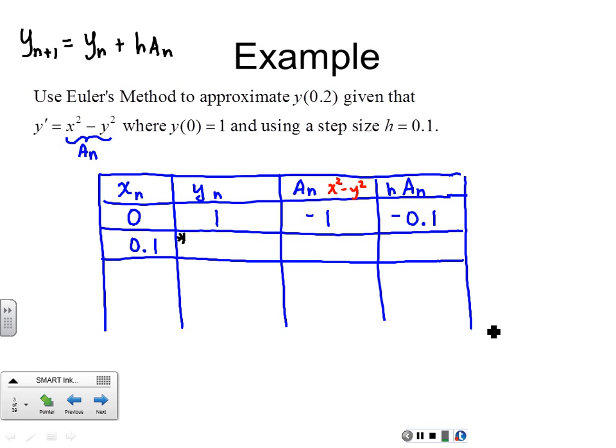Okay, so y sub n plus 1, that's that next blank. You're going to do y sub n, so that's going to be 1 plus your h times a sub n. That was whatever was in this blank right here, right? So 1, your y sub n, plus this, plus 0.1 negative. So we get what, 0.9?